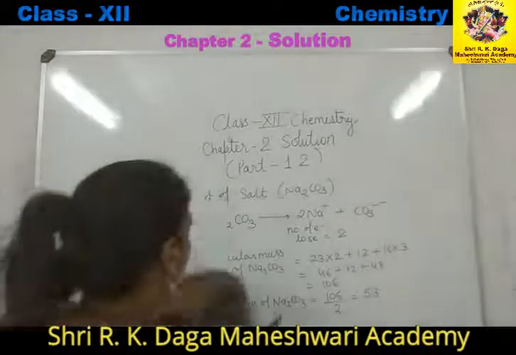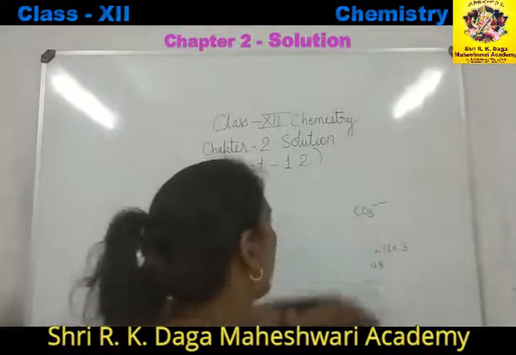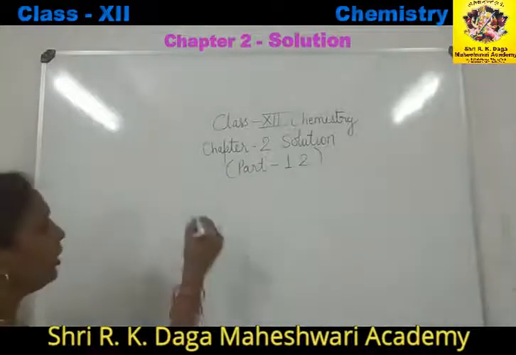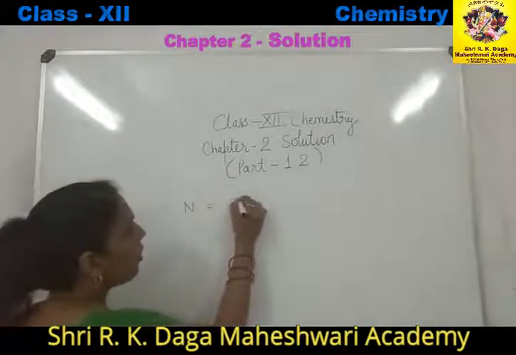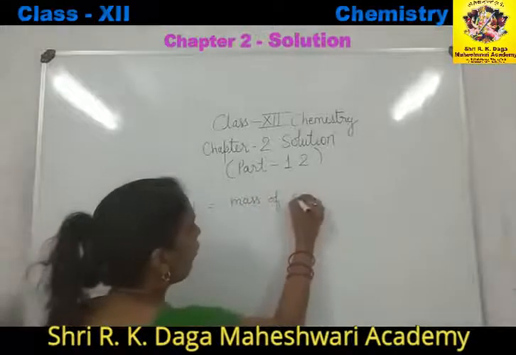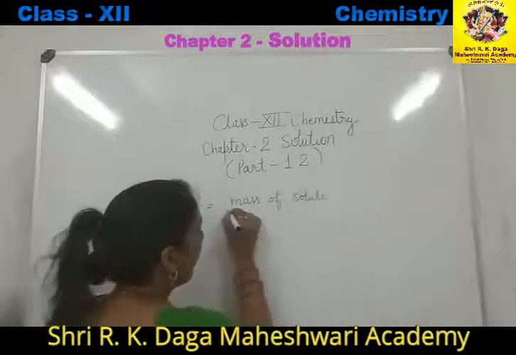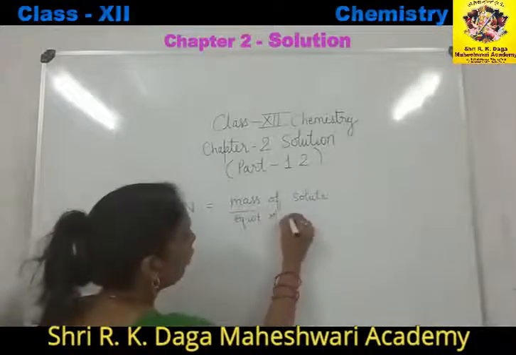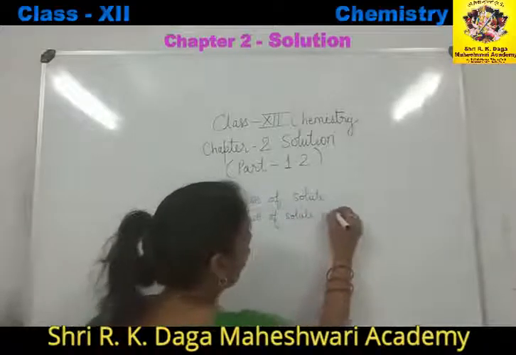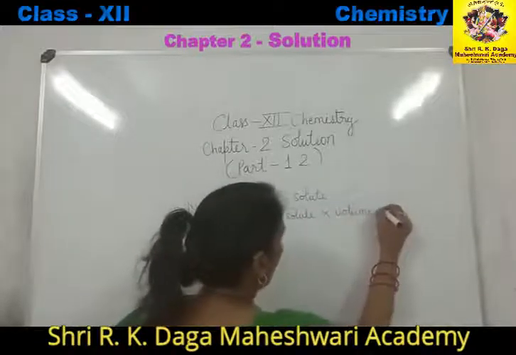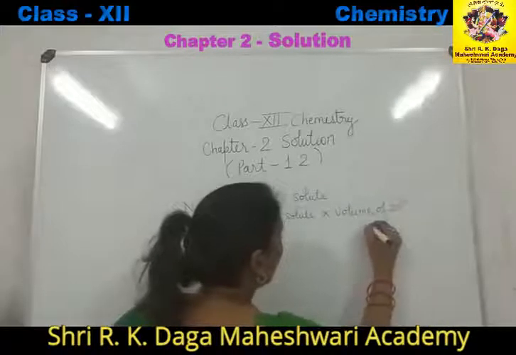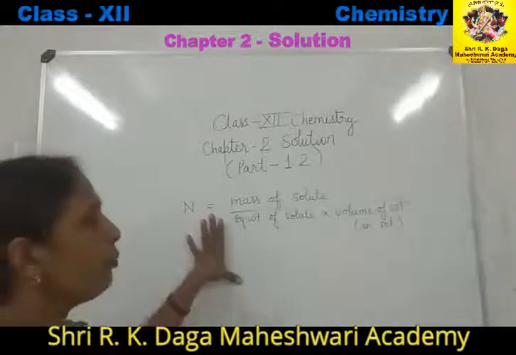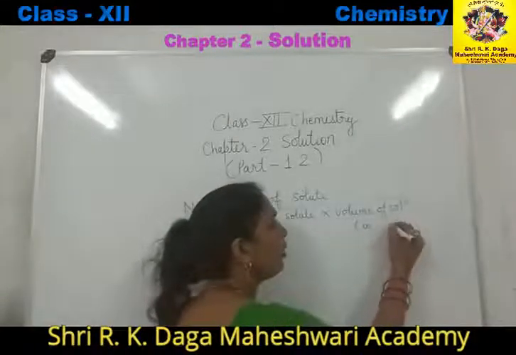Now, what is the formula to calculate the normality of a solution? The formula for normality: N is equal to the mass of solute divided by the equivalent weight of solute multiplied by the volume of solution in liter.